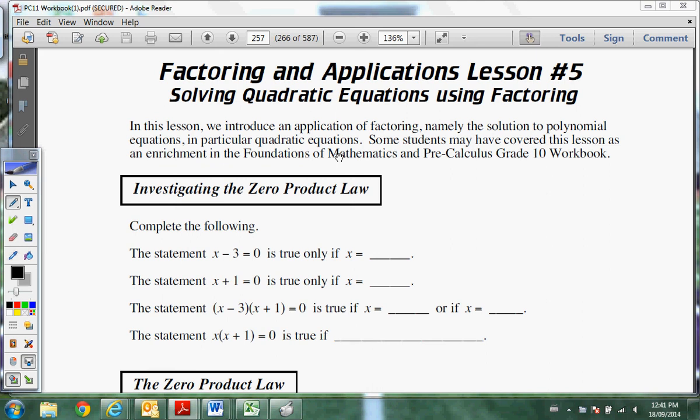Okay, so we're just getting started here. We have Unit 2, Lesson 5. We're just over the halfway point of this unit. Now we're going to start turning to more solving, and we're going to do that with factoring. We're still doing the same stuff. It's not completely new, which is good.